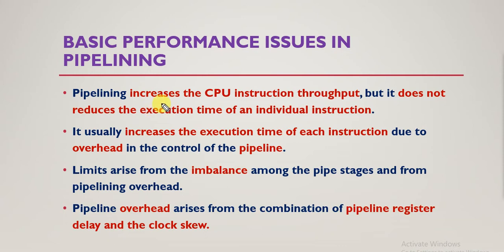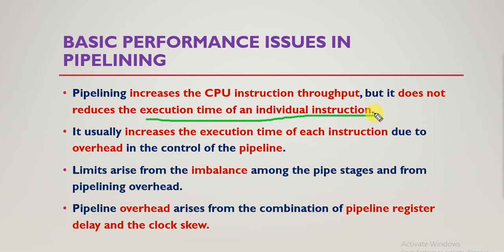As pipelining increases the CPU instruction throughput, that we already know from our previous session and given examples. We have already understood that it will automatically increase the speed of the CPU and improve the performance, but it will not reduce the execution time of an individual instruction. So pipelining will actually increase the throughput, meaning more results can be produced within a given limited time.